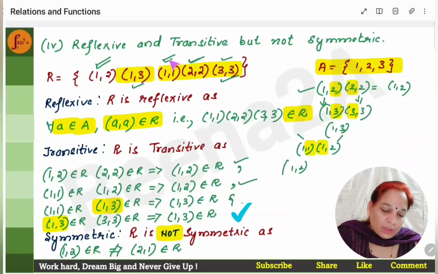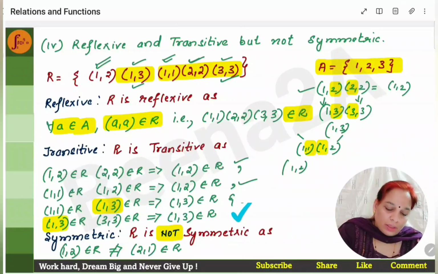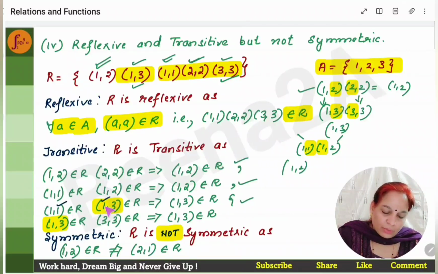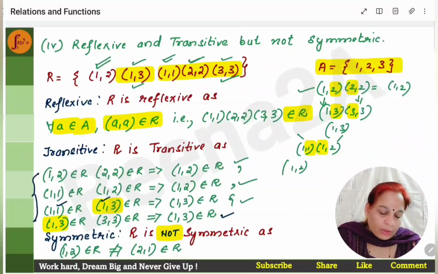Now there is another combination with (1, 1) and (1, 3). With (1, 1) and (1, 3), you have the second element as 1, which is the same. So the third ordered pair should be (1, 3), and (1, 3) is here. So like this you have 4 combinations here. You will have to look for every combination and check for transitive. All the 4 combinations are satisfying here. You have to check for all ordered pairs and then see if it is transitive or not.